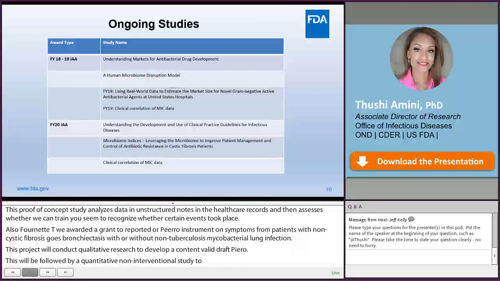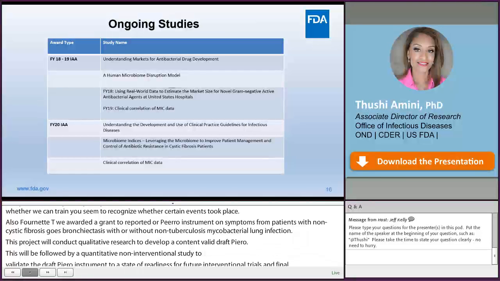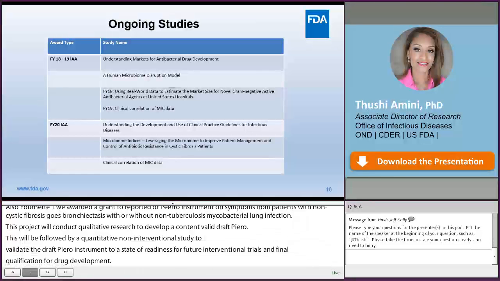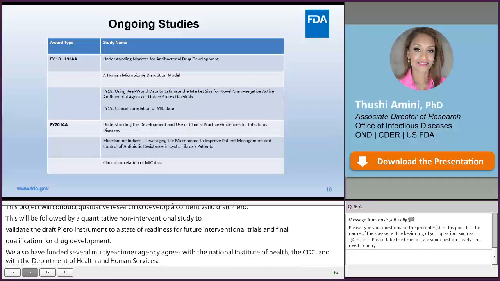We also have funded several multi-year interagency agreements with the National Institutes of Health, the Center for Disease Control and Prevention, and with the Department of Health and Human Services. The economic study with HHS is to identify how recently approved antimicrobial drugs are performing relative to their clinical value, the costs, and market returns, and contributing factors to this performance.